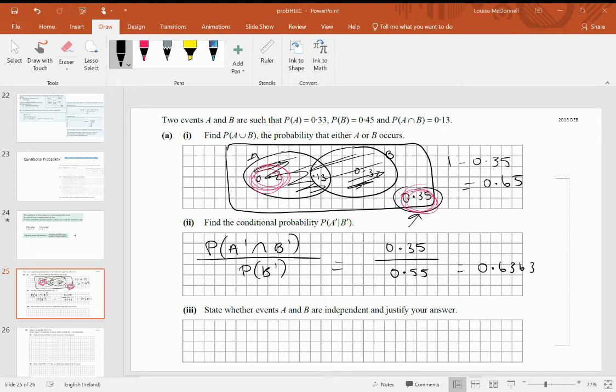And the last part of that question is state whether events A and B are independent. Now, remember, that's a key word. So if something is independent, then the probability of A times the probability of B is equal to the probability of A intersection B, if A and B are independent.